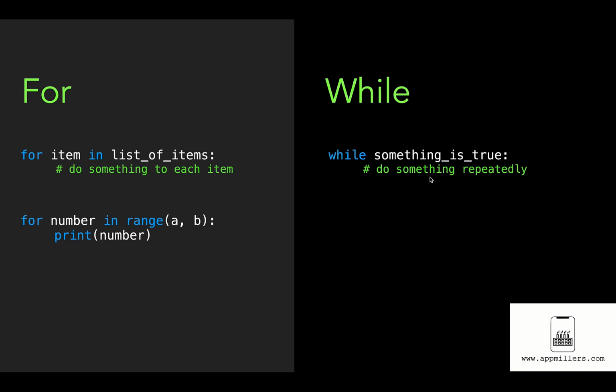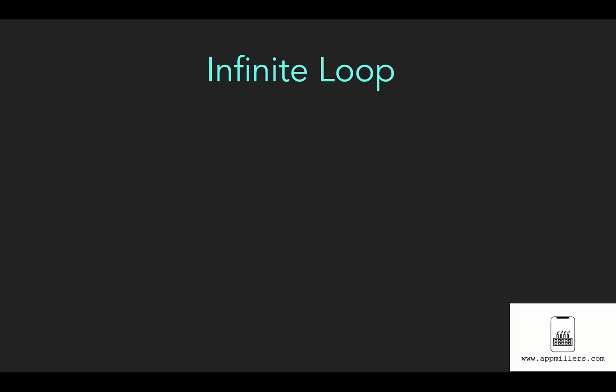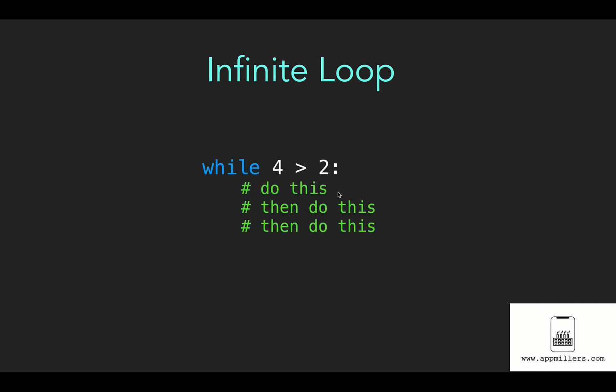If you have some condition that actually never becomes false, your while loop becomes something known as an infinite loop. Let's say we have a while loop: while 4 is greater than 2, we do this, then we do this, and then we do this. We know that 4 is always greater than 2, so this is an infinite loop. This condition will never become false, so our loop will run infinitely. Every single programmer at some point in their lives will create an infinite loop. Don't worry about that. When you create an infinite loop, you just need to quit the program and restart it, and try to prevent this from happening in the future.